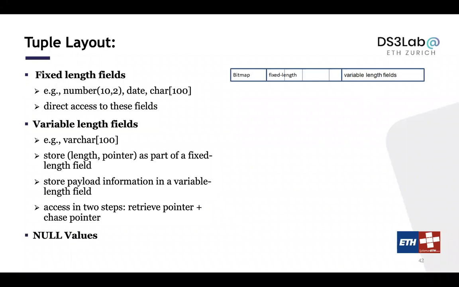Kind of very natural. So how should we store null values? That's actually the bitmap at the beginning. Every single attribute corresponds to a single bit. It is one if the field is null, or the other way around. So you just need to store one bit of information per attribute, and you can put that in the bitmap at the beginning.